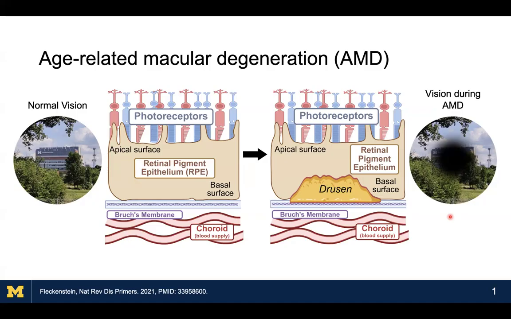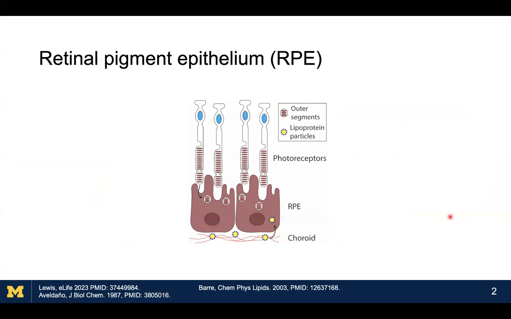And we're really interested in looking into the lipid metabolism and other metabolic processes that are happening in the retina that actually go wrong and contribute to AMD, to hopefully find a new avenue of treatment for AMD in the future. The RPE is a really special tissue. It's a really unique epithelium.